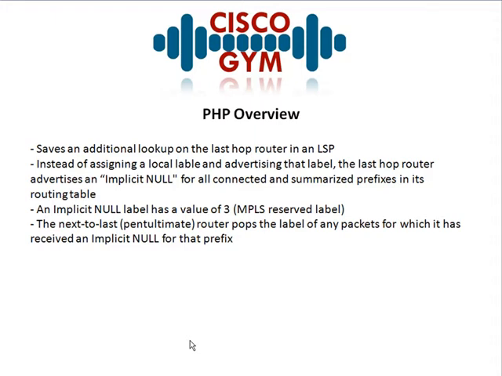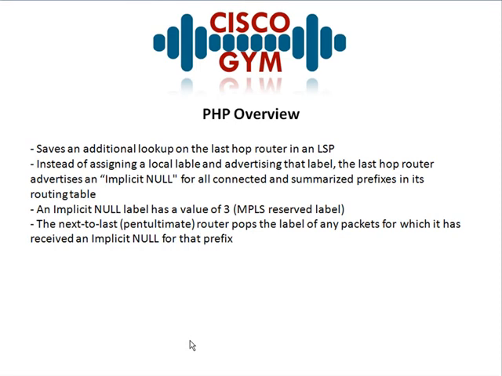So basically the penultimate, I got through most of this without tripping over my tongue very much, so it's just fitting I would get to the end of this and completely botch that up. The penultimate router pops the label for any packets for which it has received an implicit null for that prefix. Well, again, I should probably not have put that in the slide because that's just kind of gibberish.